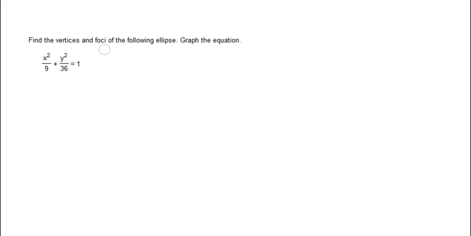Find the vertices and foci of the following ellipse. Graph the equation. Our equation is x squared over 9 plus y squared over 36 equals 1.